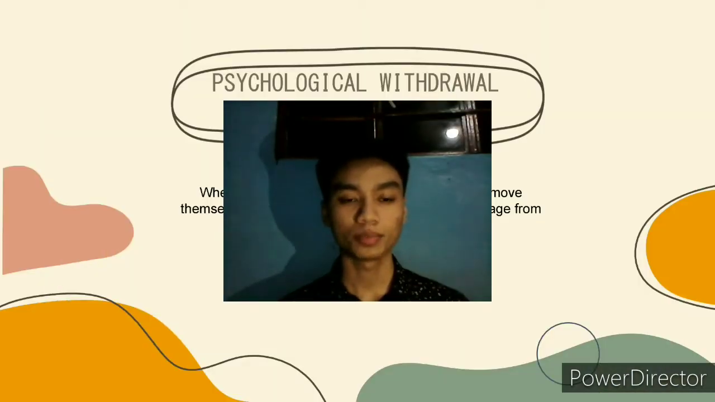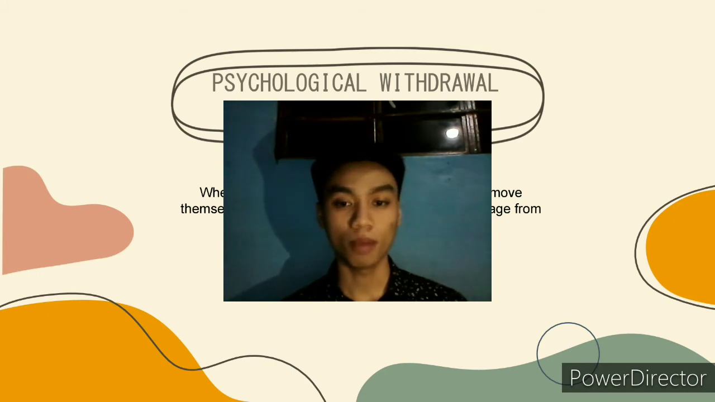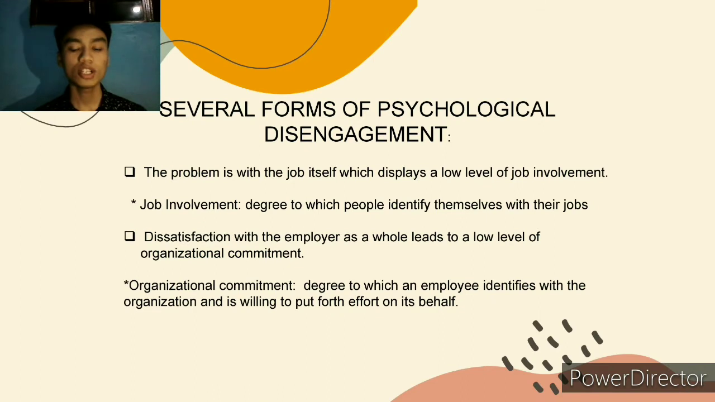Psychological withdrawal. In physical job withdrawal, the employee will leave his job literally. In psychological withdrawal, the employee is still in his job, but his mind is already disengaged. That psychological disengagement has two forms. First, it might be from dissatisfaction with the job, which can cause a low level of job involvement. The second form is when the dissatisfaction is with the employer.